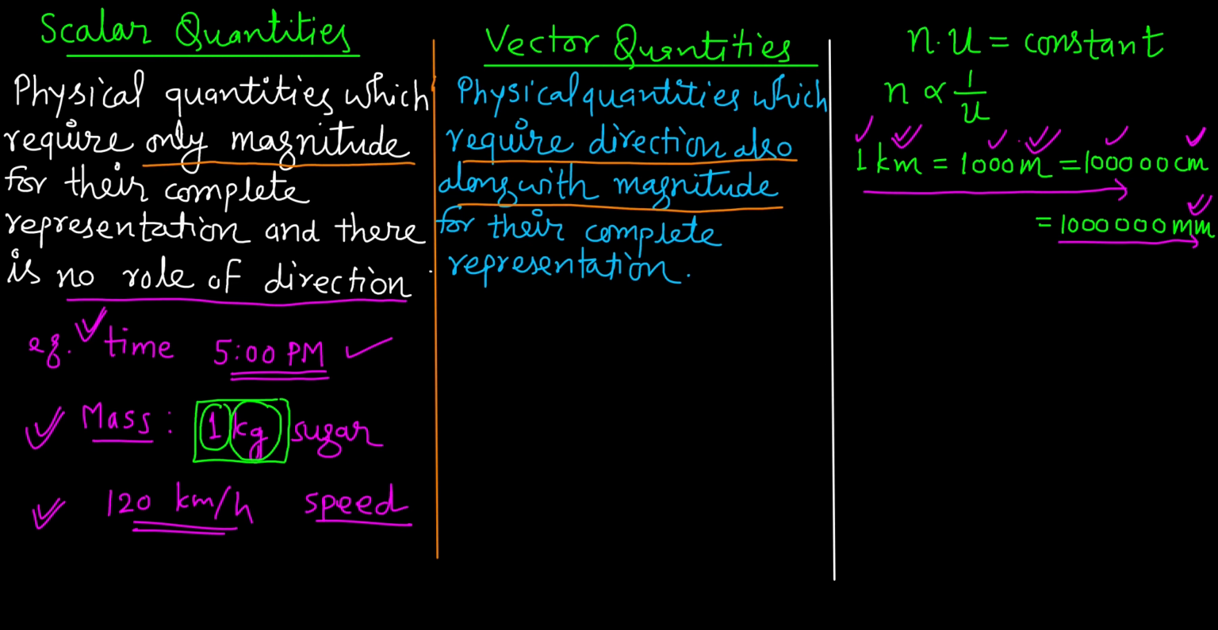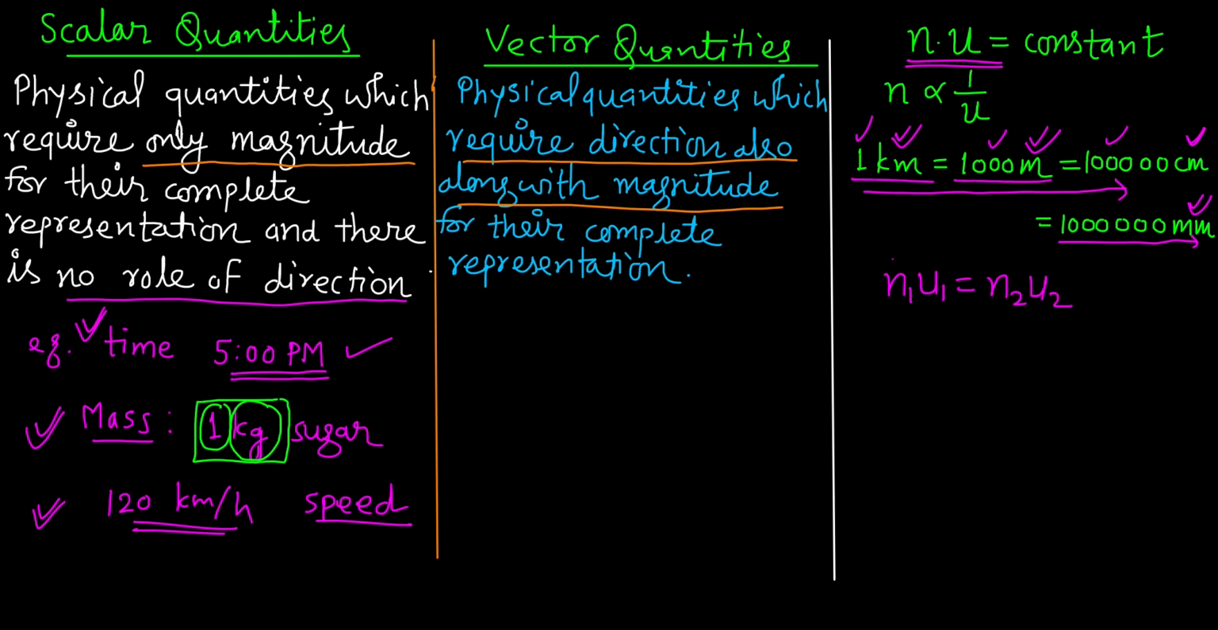So numerical value and unit are the parts of magnitude representation. These two are inversely proportional to each other, and the product of n and u, numerical value and unit, remains constant. So if you are representing the same amount of quantity in two different units, then n1 u1 is equal to n2 u2. As you can see here, 1 kilometer is equal to 1000 meter, both are equal.